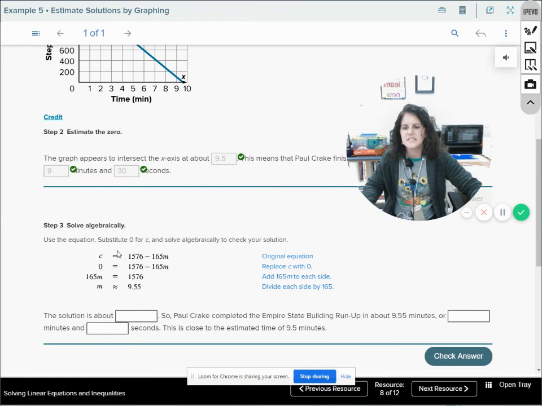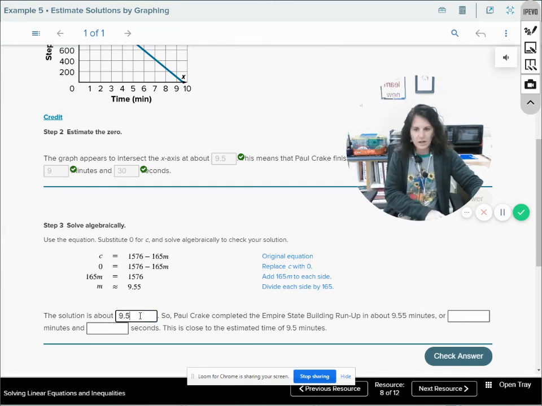Okay, so now it says use the equation, substitute 0 for c, and solve algebraically to check. So we're going to plug in a 0 and solve it. I'm going to move the negative 165 to the other side, so I don't have a negative there. I can deal with positives. So I add 165 to both sides of my equation, giving me 165m equals 1,576. To get m by itself, I needed to divide both sides by 165. And I get roughly 9.55. So the solution is roughly 9.55.